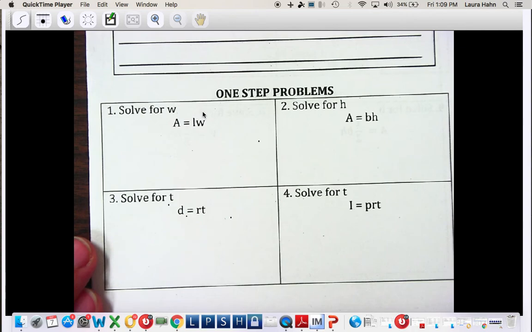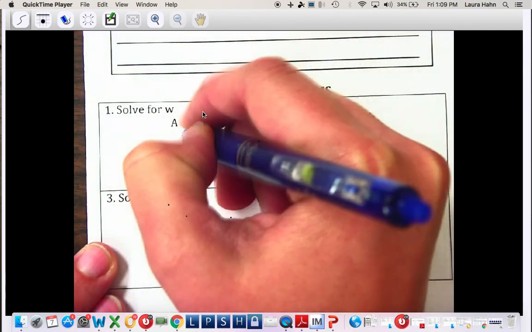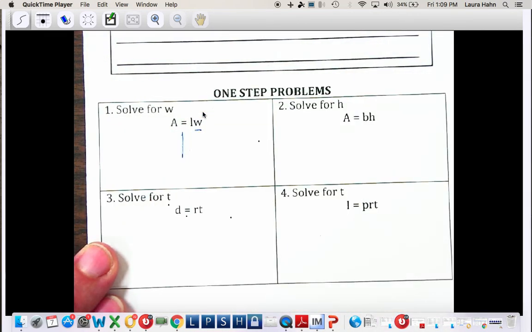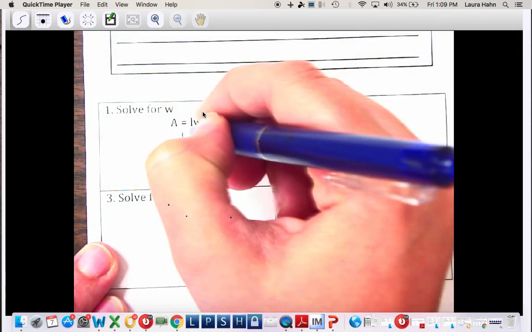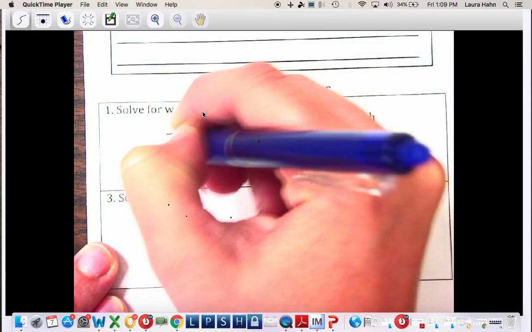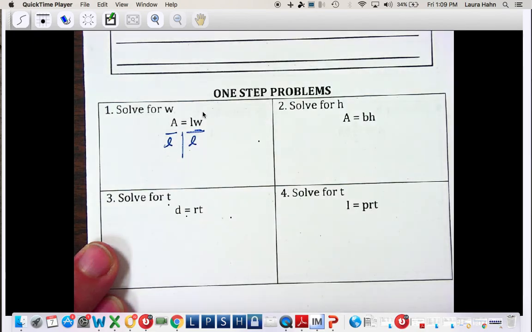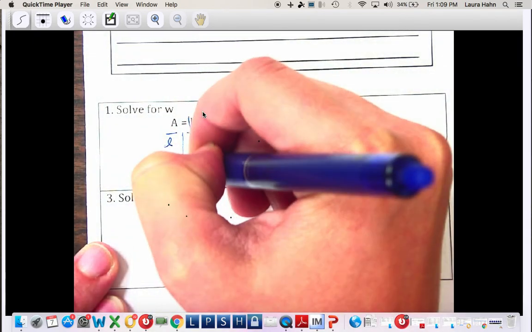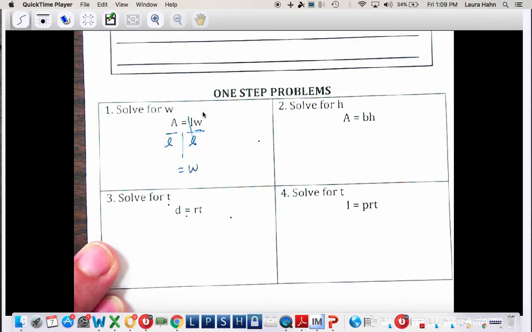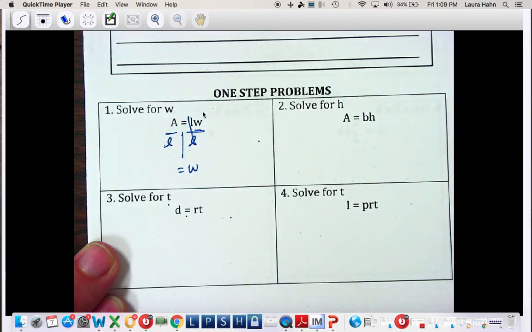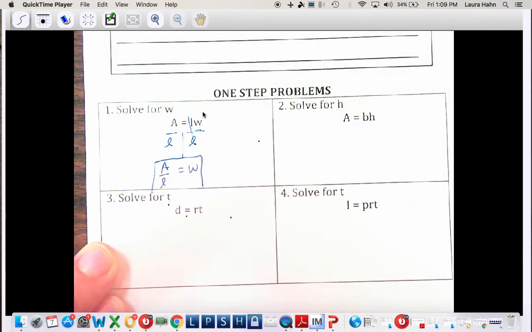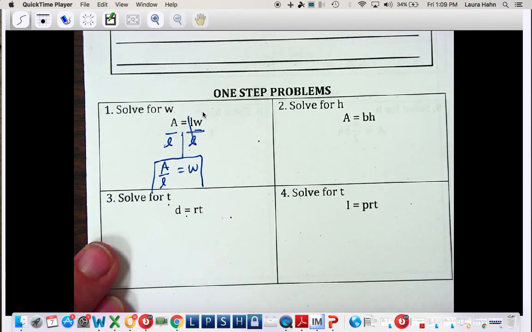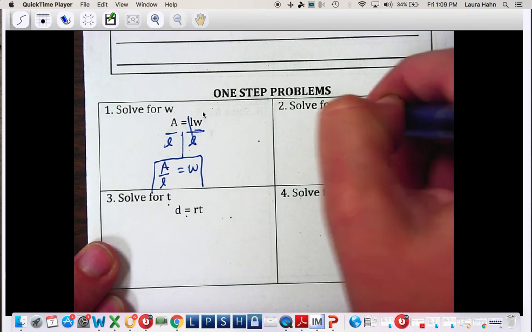So these are going to be one-step problems. We're going to try to solve for L. Well, if I want to get L by itself, I need to get rid of that W. They're touching, which means multiply, so I'm going to divide both sides by L. On the right side, L's cancel, so W drops down. I can't do anything with A divided by L, so that just drops. So that's my answer.